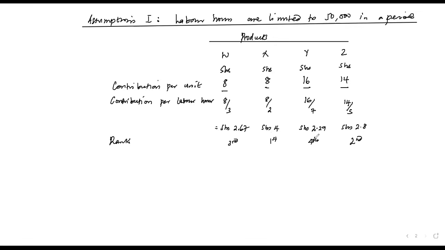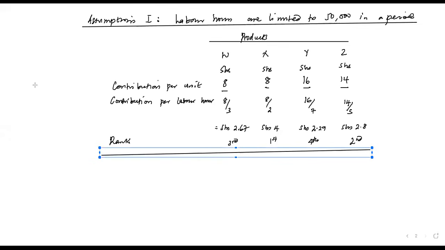You rank basing on the most profitable product, that product which gives you the maximum contribution per labor hour. So that is our ranking. Now, after the ranking, we need to know the labor hours required to meet the demand.